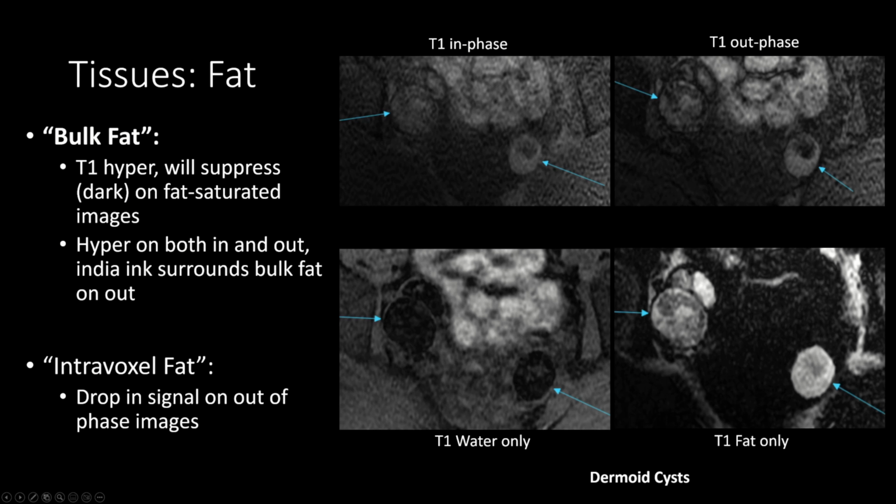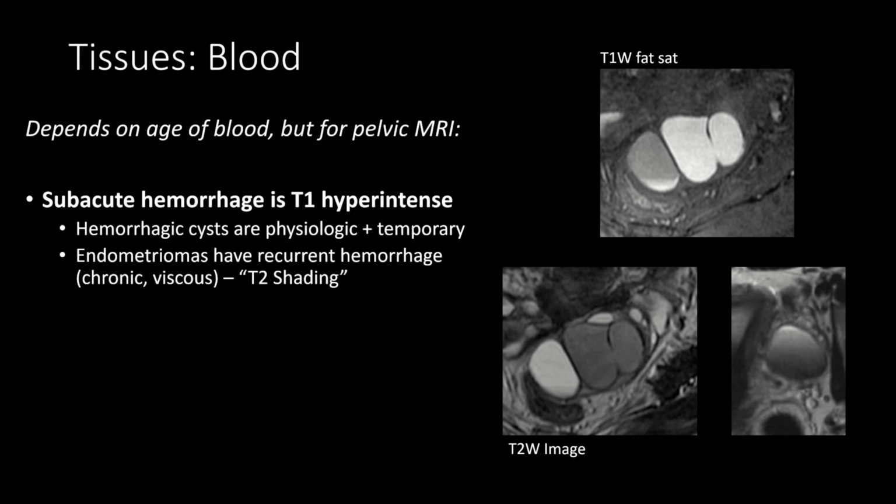Okay, moving along to blood. So the appearance of blood, as you know, on MRI depends on the age of the blood, i.e. acute, early subacute, late subacute, chronic. But for body imaging for now, just know that subacute hemorrhage is T1 hyperintense. So it really stands out on the T1 fat saturated image as bright. So you can see that the bright hemorrhage here, for example, is standing out on the dark background of the fat-saturated T1 weighted image.